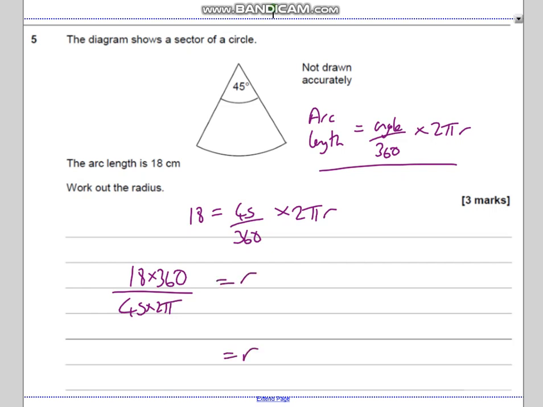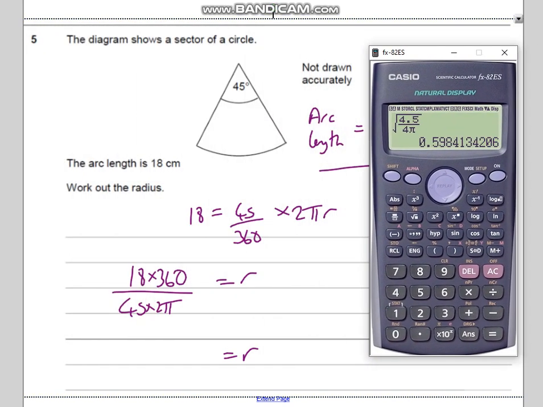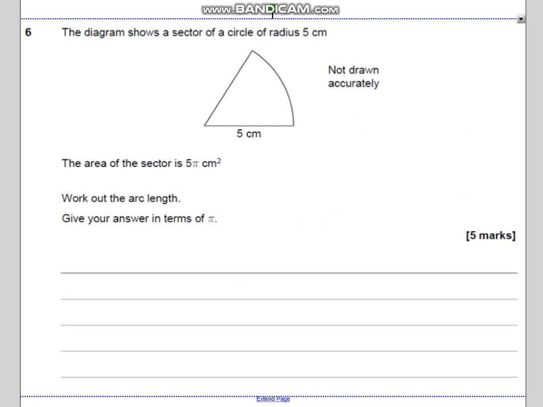So all we now have to do is just punch all that into our calculator and we'll get our answer out. So fraction 18 times 360, and on the bottom 45 times 2 pi, and there we go. So 22.9 centimeters is r. Okay, good. And finally on this test, question 6.